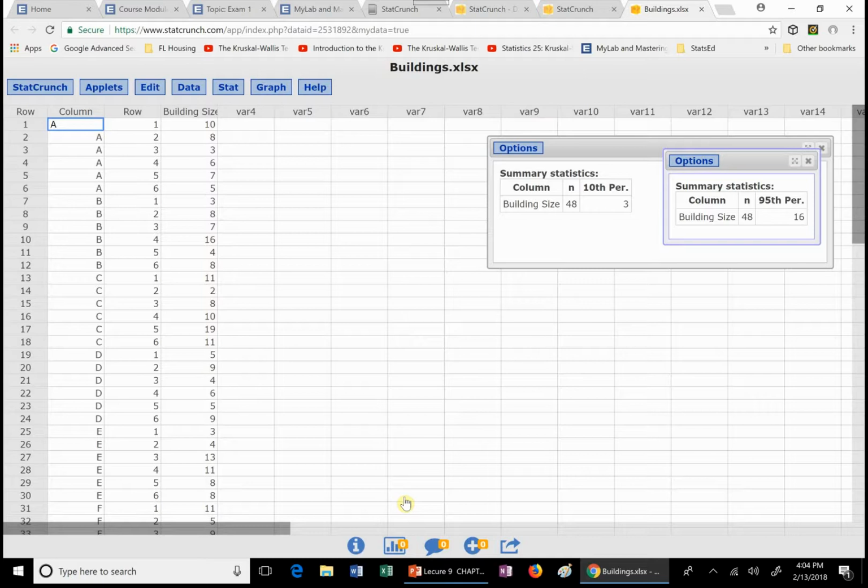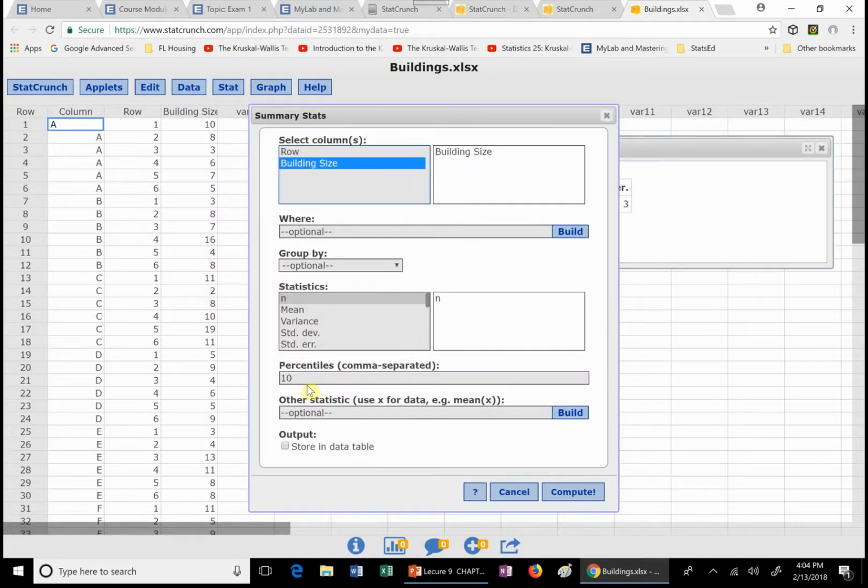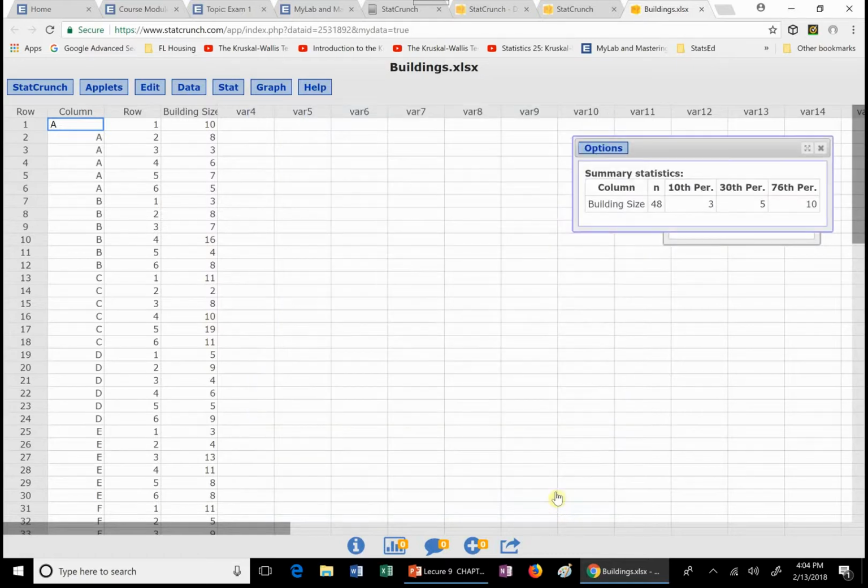All right, any questions about computing percentiles? It's a piece of cake. It's a really easy command. And if you want to compute more than one percentile, you can just put commas between them. So if I want to compute the 10th percentile, the 30th percentile, the 76th percentile, I just put commas and then it gives me all those. Piece of cake. Okay?